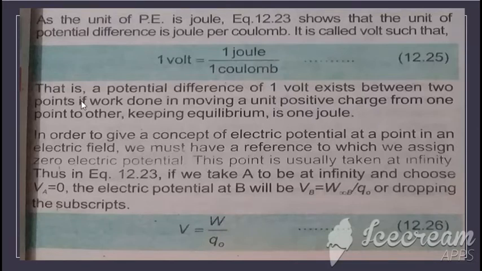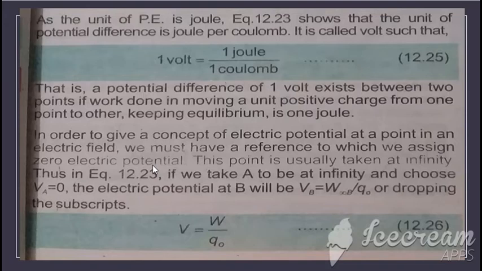So in this case, whenever work of 1 joule is done on a charge of 1 coulomb, then we say that the potential difference of 1 volt exists between 2 points. So in order to give a concept of electric potential at a point in an electric field, we must have a reference to which we assign zero electric potential.